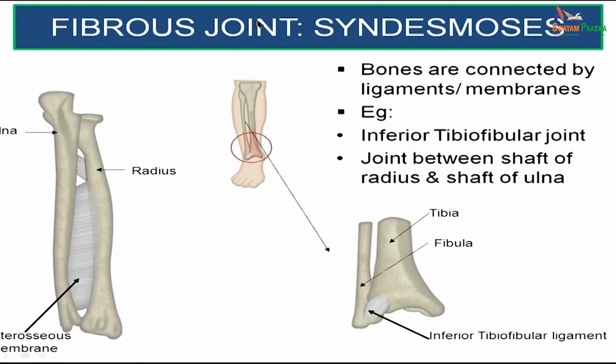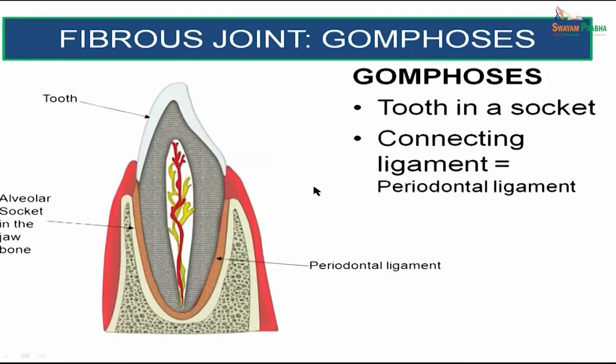Next, we come to the second type of fibrous joint called syndesmosis. In syndesmosis, the bones are joined together by ligaments or membranes. Example, we have the joint between the shaft of radius and the shaft of ulna by a structure that is the interosseous membrane, and this joint is a syndesmosis. In a similar fashion, we have a joint between the lower end of tibia and the lower end of fibula, the inferior tibiofibular joint, that is also a syndesmosis.